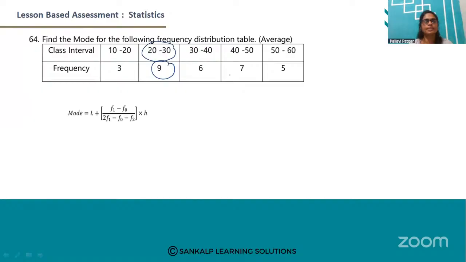Identify the variables for the mode formula. Here the lower limit of the modal class, L, is 20. F1 is 9, F0 is 3, F2 is 6 and h is 30 minus 20, so this is 10.